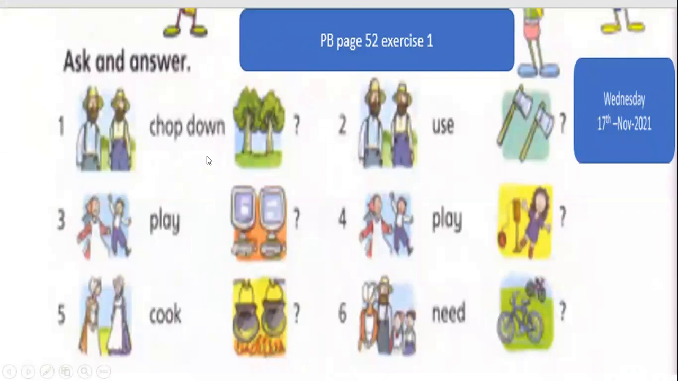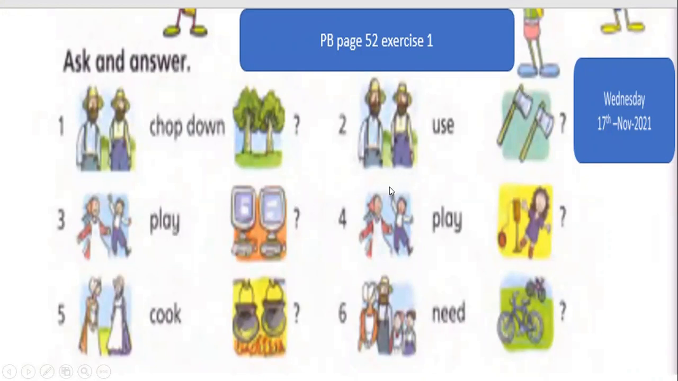And yes, they did. Number 2, did the men use axes? Yes, they did. They used axes to chop down the trees. Number 3, did the children play computer games? Of course not. No, they didn't. In the past, they didn't have computers.